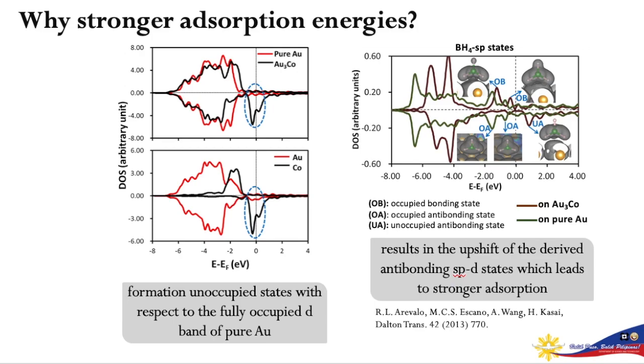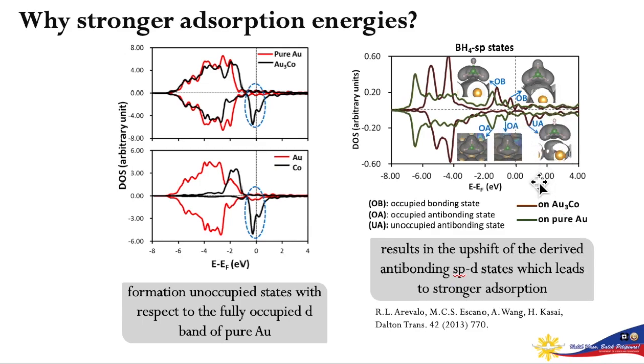When this hybridizes with the sp states of borohydride, this formation of unoccupied states with respect to the fully occupied D-band of pure gold results in the upshifting of the derived antibonding sp-d states, which leads to stronger adsorption. I show here the sp states of borohydride when it is adsorbed on pure metal, which is the green plot, as well as when it is adsorbed on gold-cobalt alloy. I also show in the inset figures the partial charge density plots projected at these particular peaks.